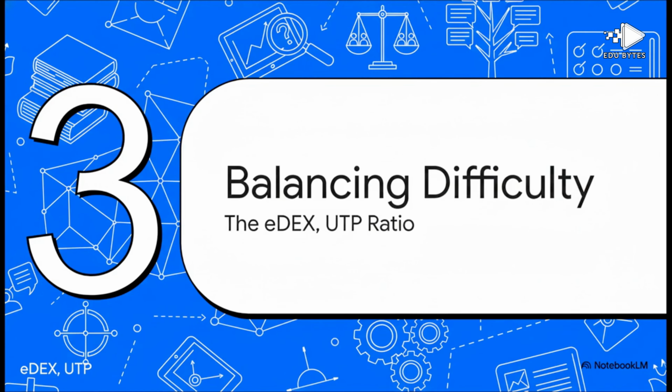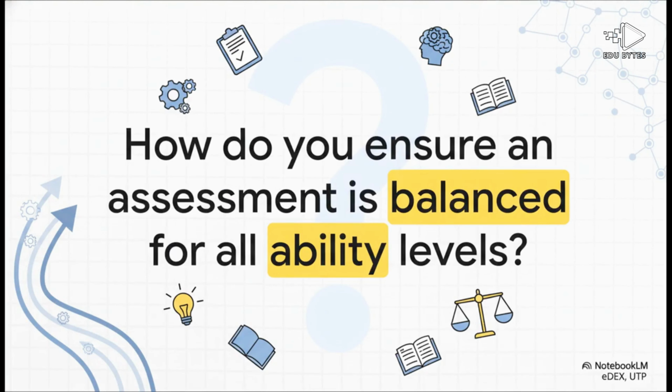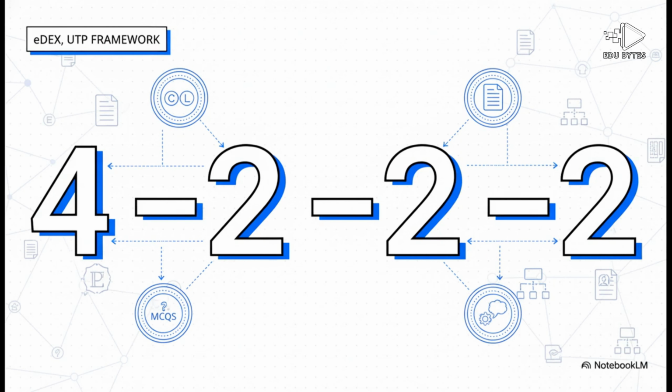So we've matched our tool to the cognitive skill? Fantastic. But there's one more layer here, and it's a big one: making sure the assessment is actually balanced, so it's fair to students at all different ability levels. And that's the real question, right? How do you actually pull that off? How do you build a test that challenges your advanced students but doesn't completely discourage those who are still getting the hang of it? Well, the EdX UTP framework has this beautifully simple and honestly really memorable answer.